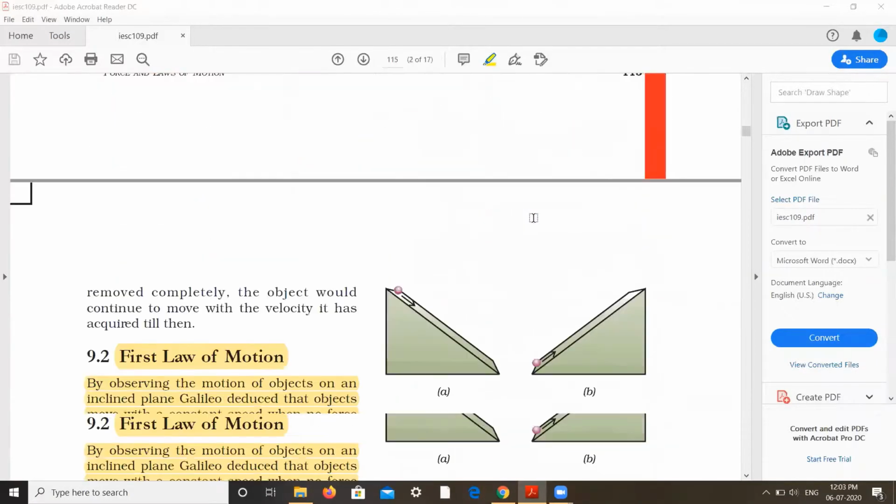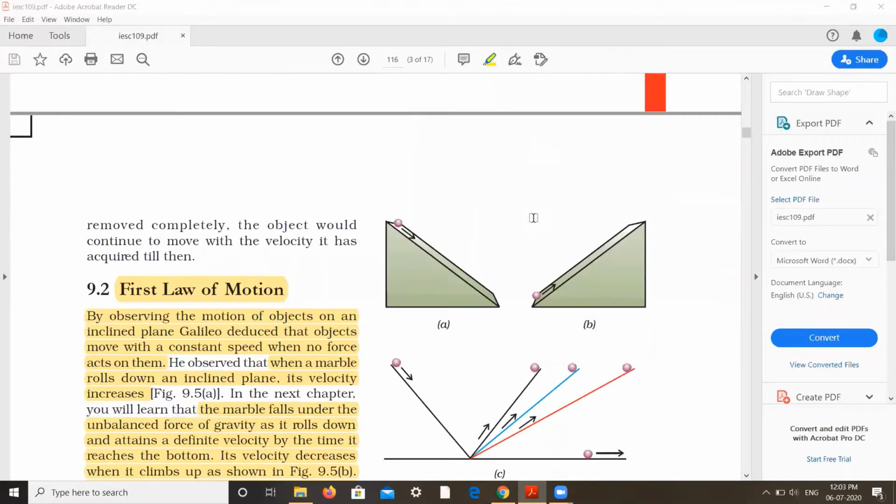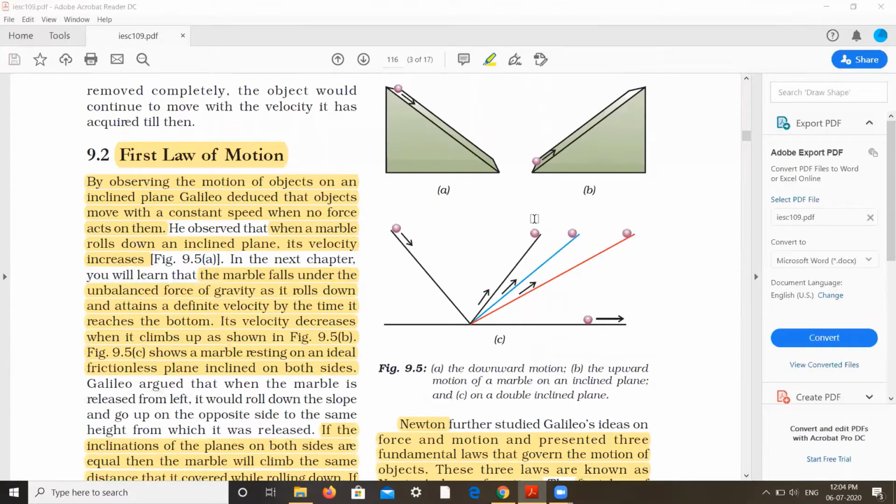It is the third page from your NCERT, page number 116. This is topic 9.2, the first law of motion. Force का part हम finish कर चुके हैं, and now we are going to switch to the first law of motion. You know what motion is.